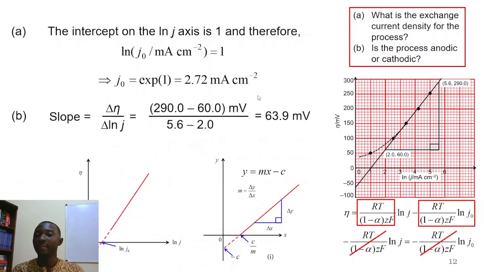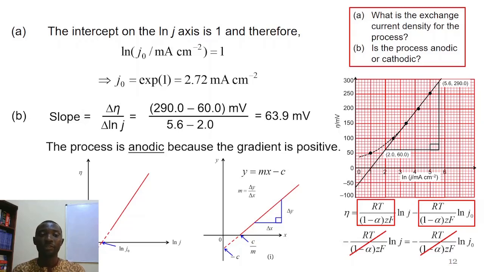We can't answer that question unless we solve the slope. Changing overpotential over changing ln J. We substitute the values we had here for the horizontal axis, and then here for the vertical axis, and it gives us 63.9 millivolts. Again, because the gradient is positive, it means the process is anodic.